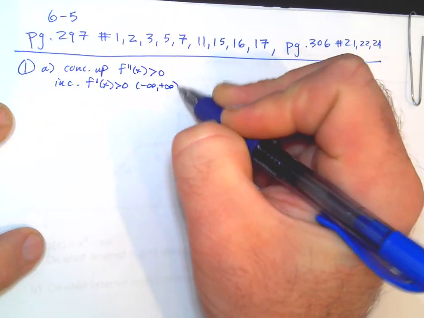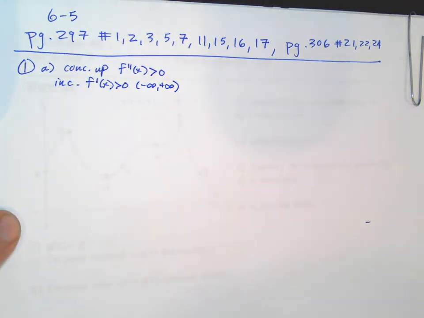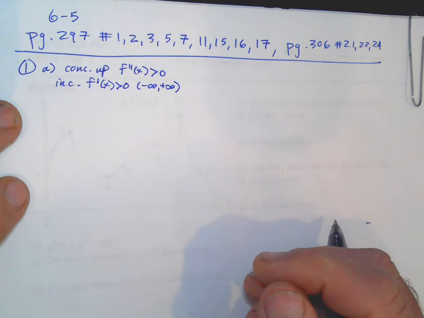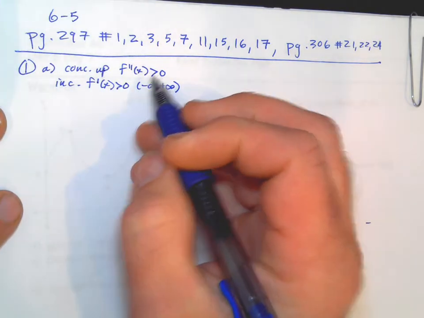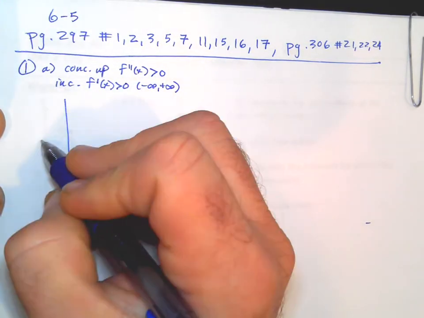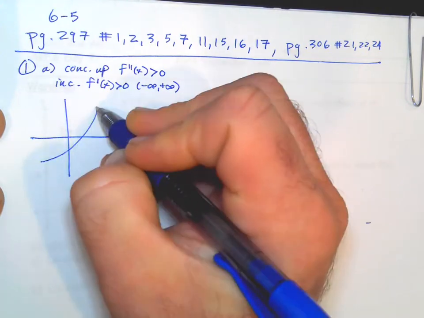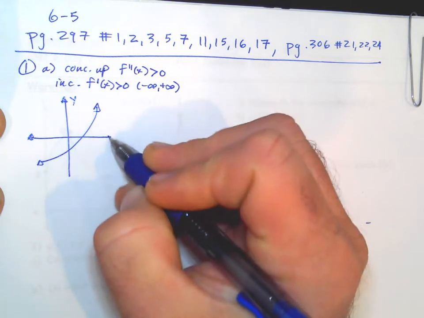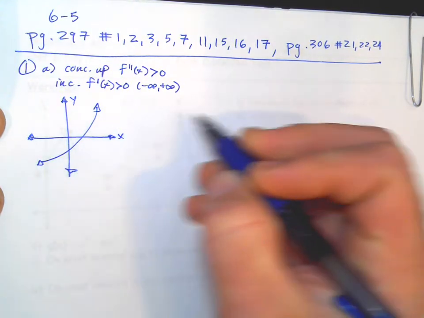So you've got to draw a picture that matches this. It's got to be concave up and increasing. So something kind of like that. It's increasing, going up the whole time, and it is concave up.